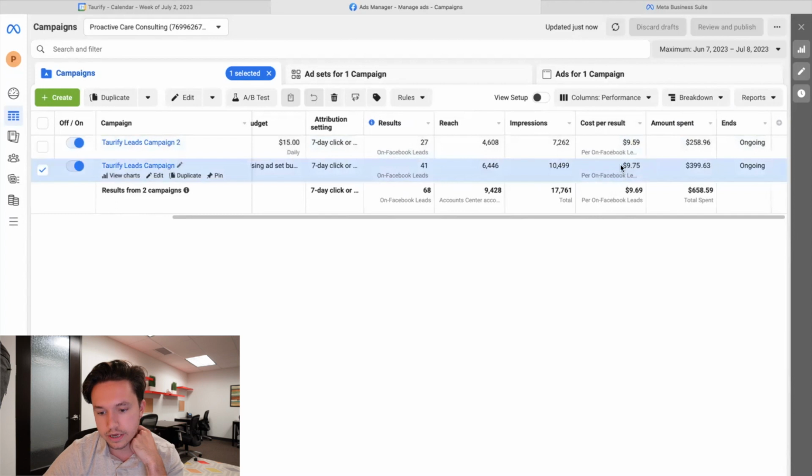Our cost per lead is pretty good. The goal for this was around $10, and we're at $9.75 cost per lead. The amount spent so far on this specific campaign has been about $400. Roughly, we're doing about $30 a day in ad spend, and that's bringing us roughly 3 leads.